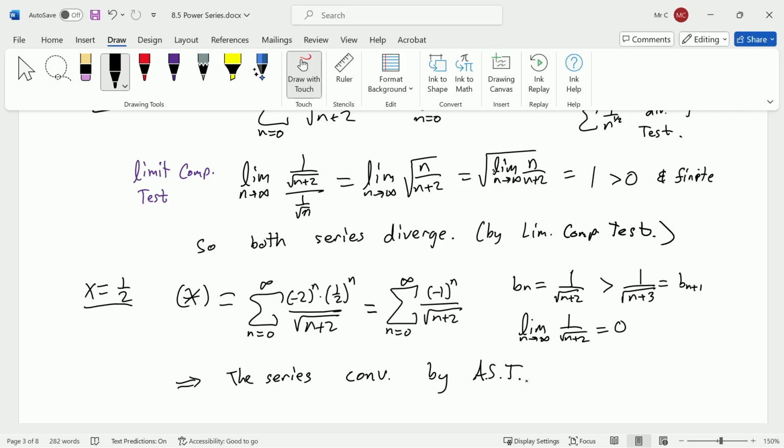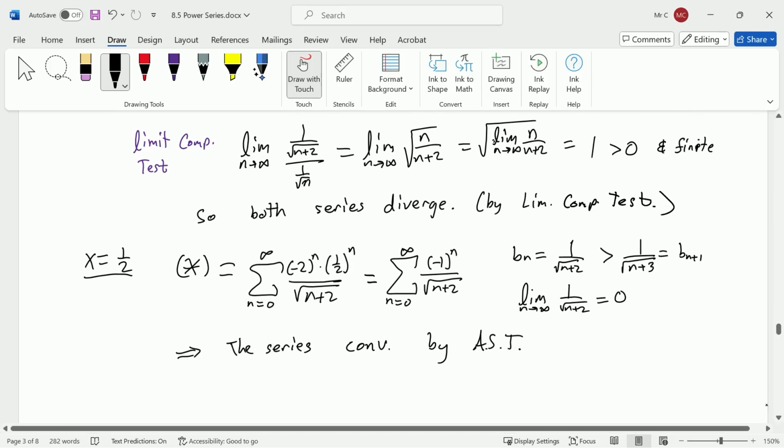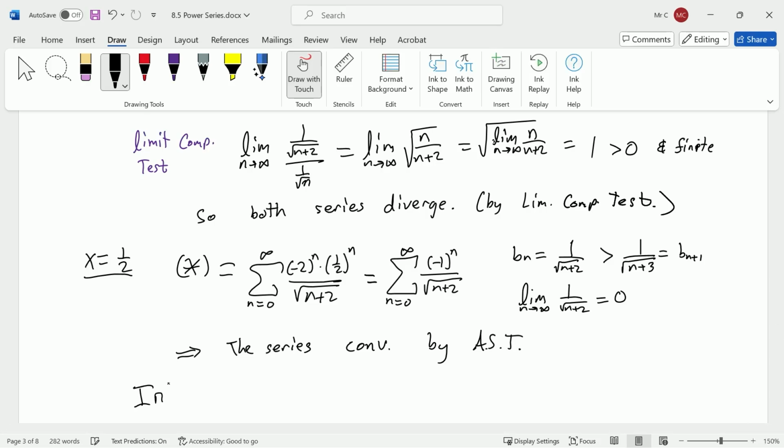So we have divergence on x equals negative 1/2 and convergence on x equals 1/2. So the interval of convergence then is negative 1/2 non-inclusive to 1/2 inclusive.